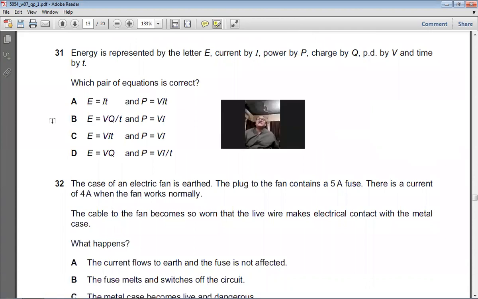It says that the energy is represented by the letter E, current by I, power by P, charge by Q, the potential difference by V, and the time by T. Which pair of equations is correct? You know the electric energy formula is VIT, and the power is VI. This is the famous formula. The electric energy formula is VIT, and the power is VI. So I think it is no doubt a very simple question. I think C is the right choice.